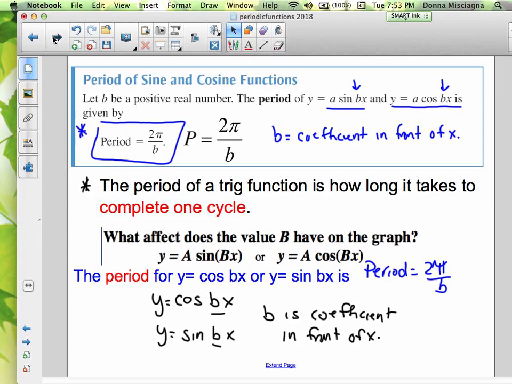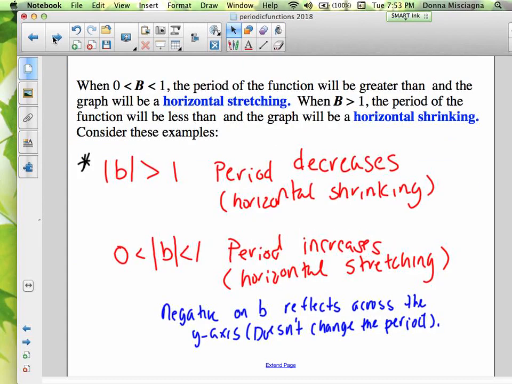Let us take a look. When b is between 0 and 1, the period of the function will be greater than 2 pi, because that would be the period for sine and cosine. So the period of the function will be greater than 2 pi, and the graph will be a horizontal stretching.